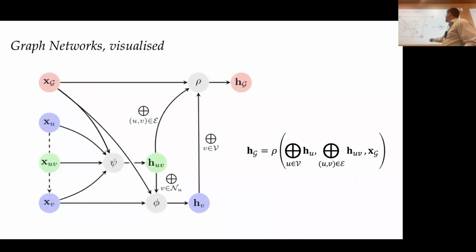And now finally, when we have the nodes and the edges features updated, we can update the graph by summing up all the edges, summing up all the nodes, and using the previous graph. And this is it. This is the whole data flow of one step of a graph network layer.